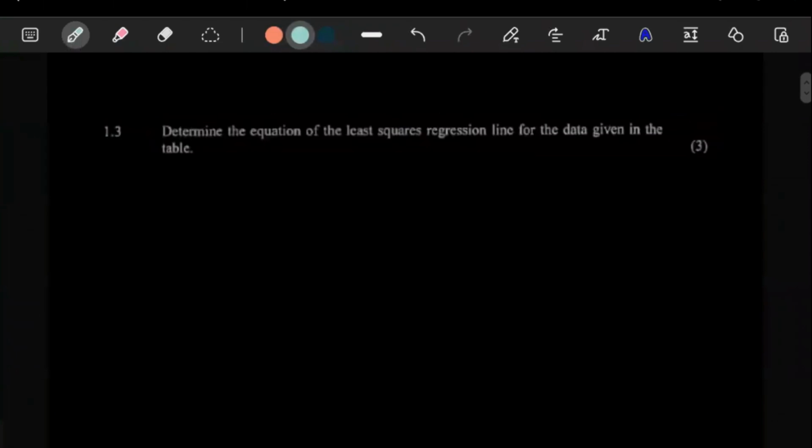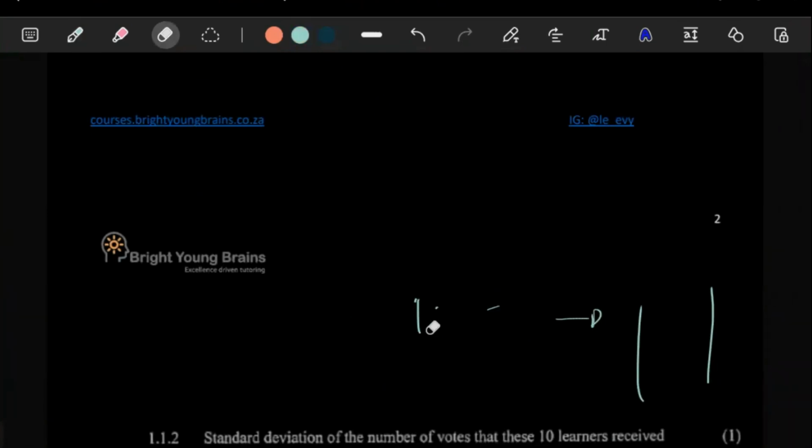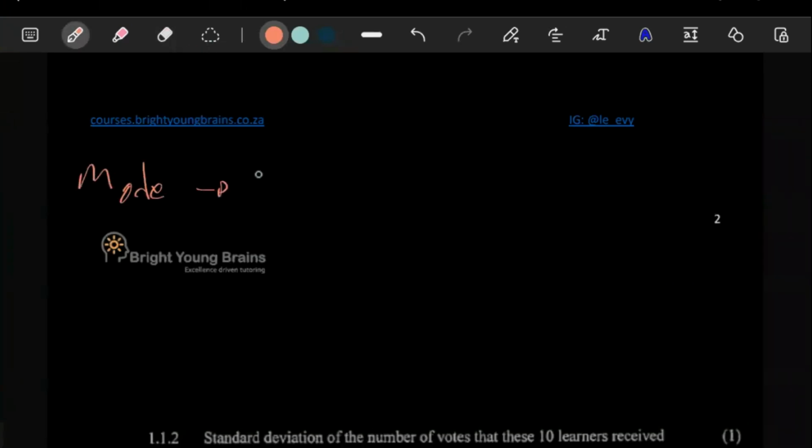So since here they're eventually asking us for the equation of the least squares regression line, it kind of makes sense for us to put both sets of data into our calculator instead of just one. So to put both sets of data into the calculator, we're going to need to press mode, and then stat, and then we press the second option, which is a plus bx.